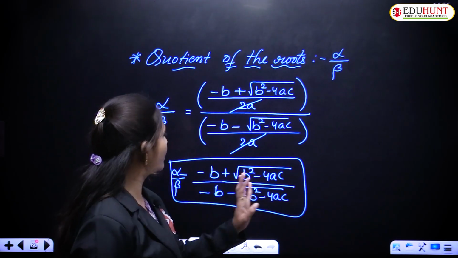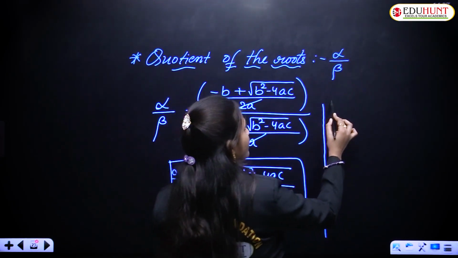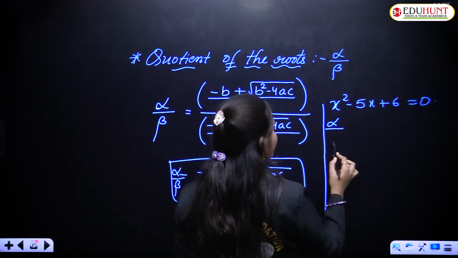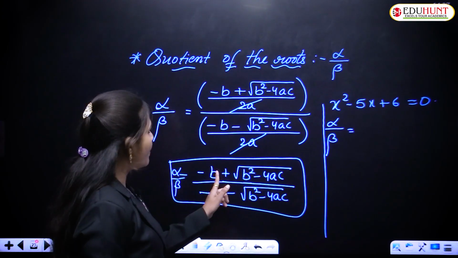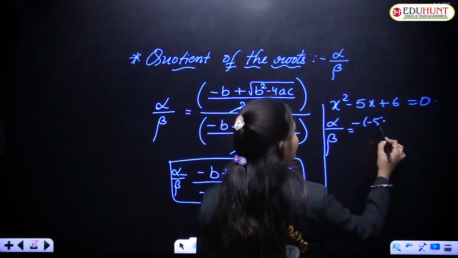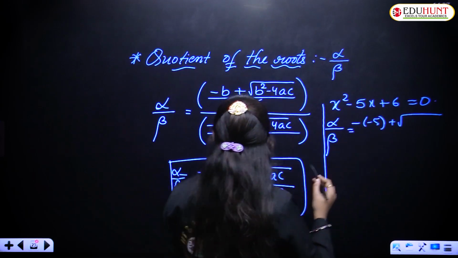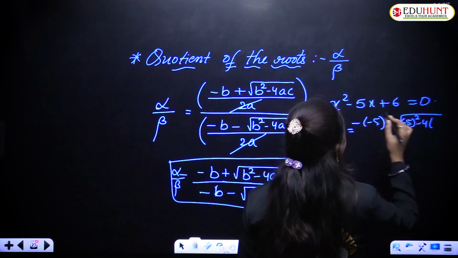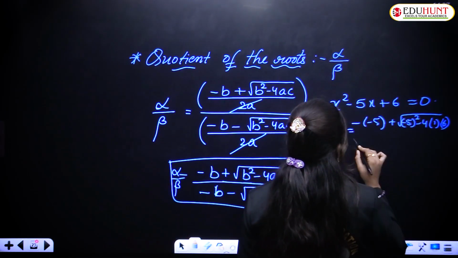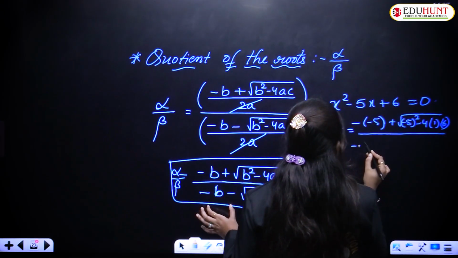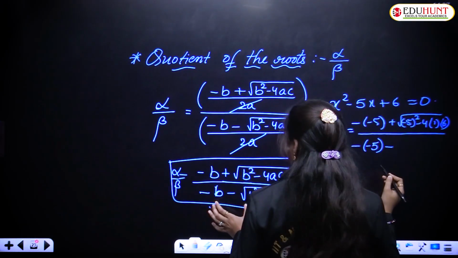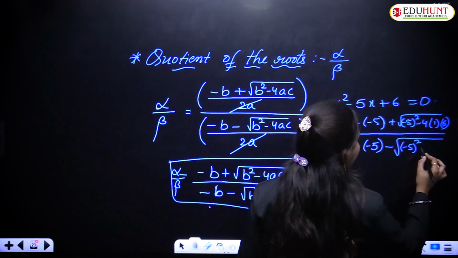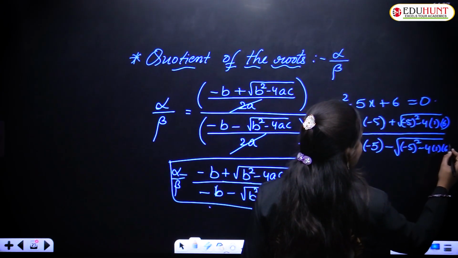Okay, so here also you can use that example: x square minus 5x plus 6 is equal to 0. So alpha by beta is equal to minus b, so minus of minus 5 plus square root of b square, minus 5 whole square, minus 4ac, whole by, here beta is equal to minus of minus 5 minus square root of b square, which is again minus 5 whole square minus 4 into 1 into 6.